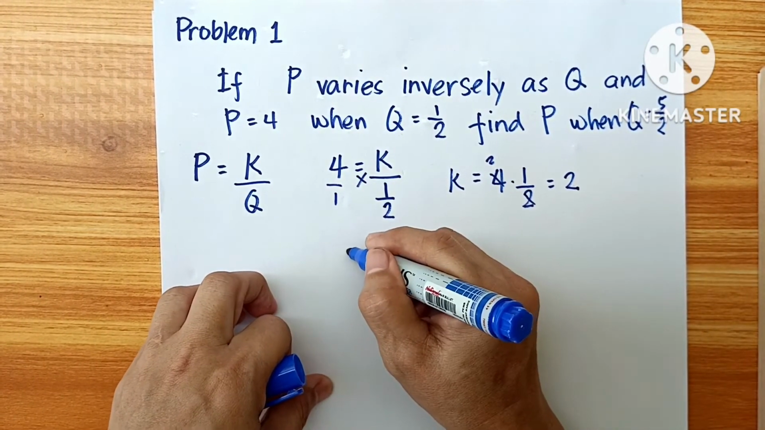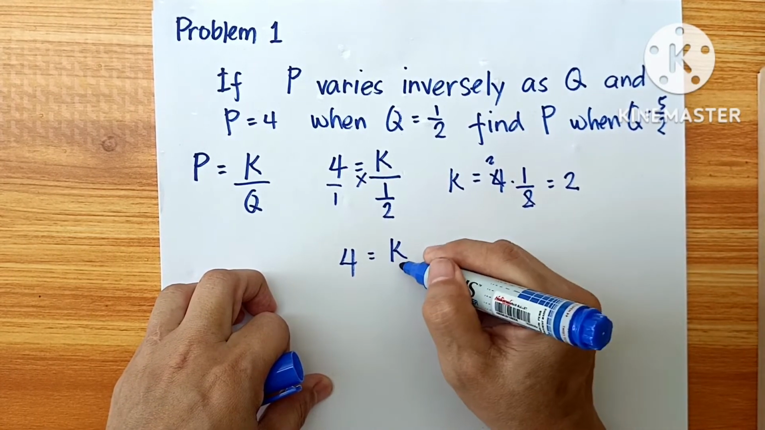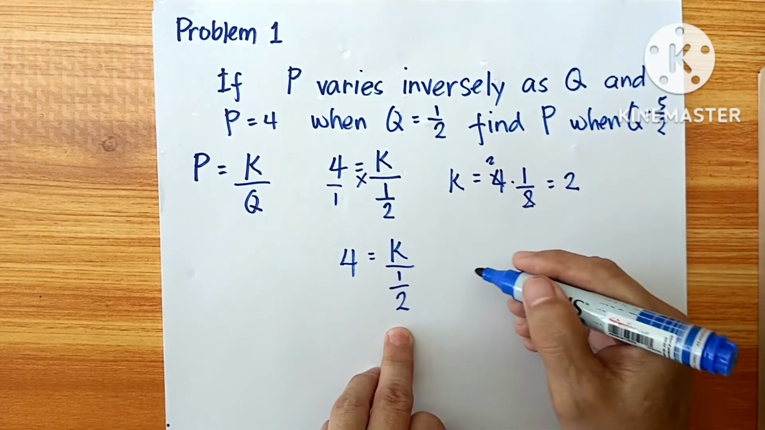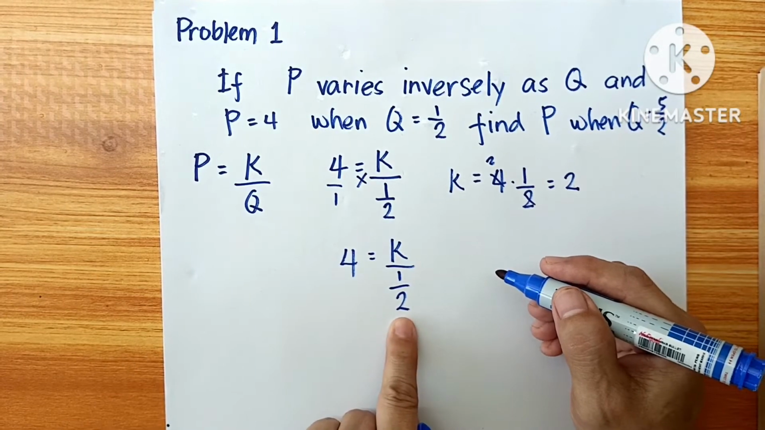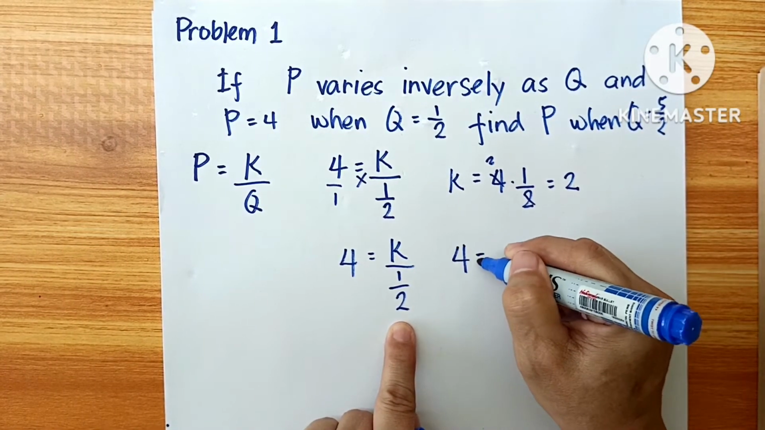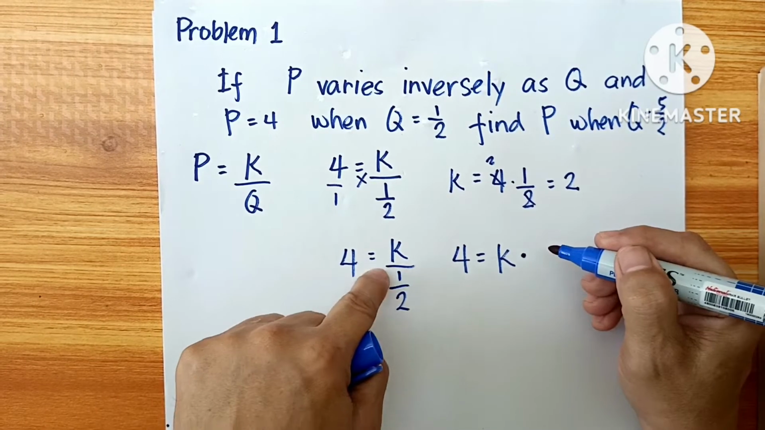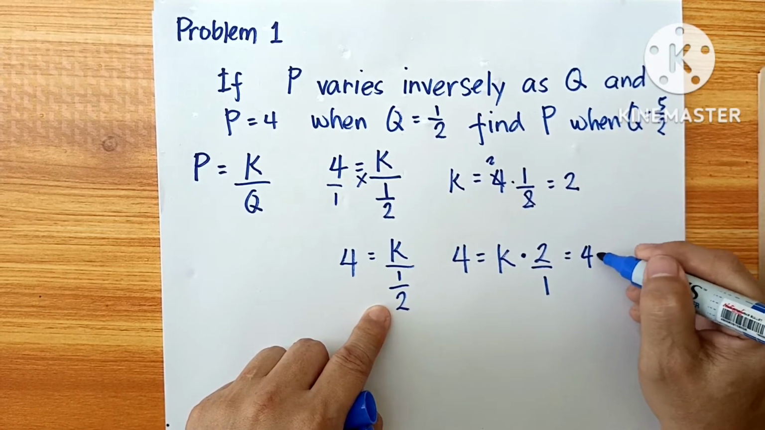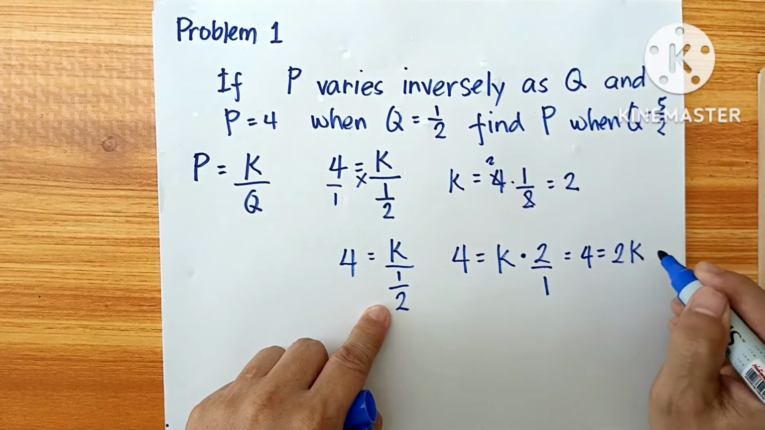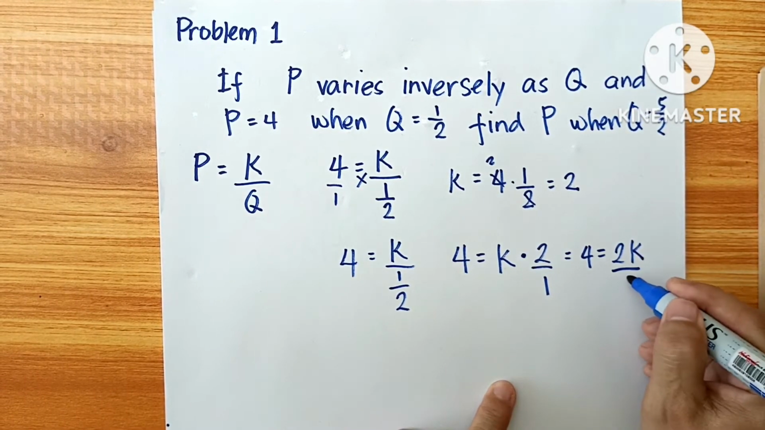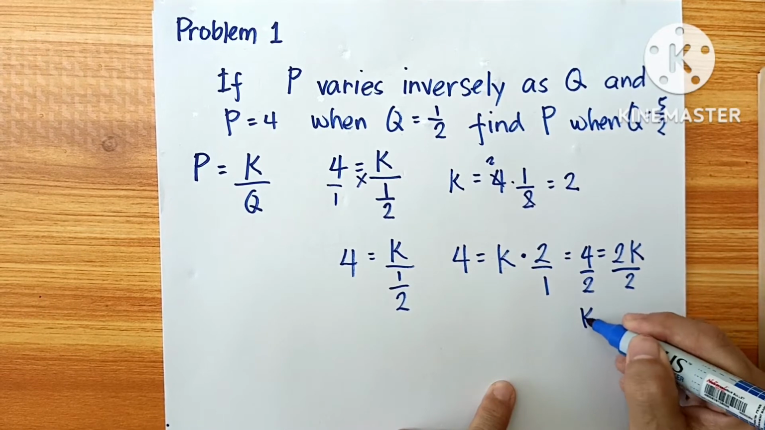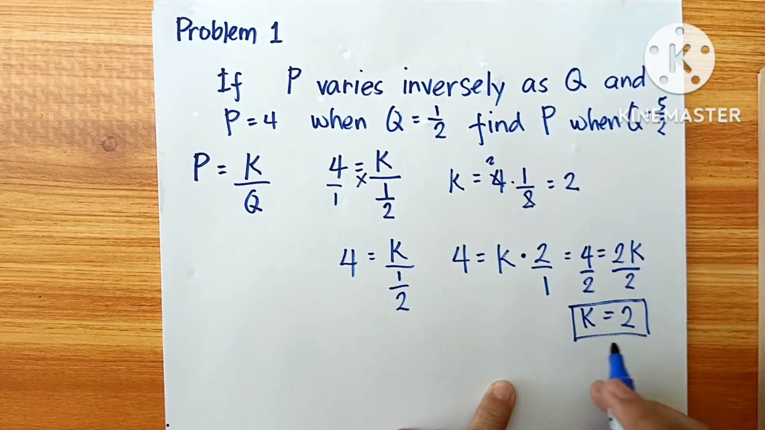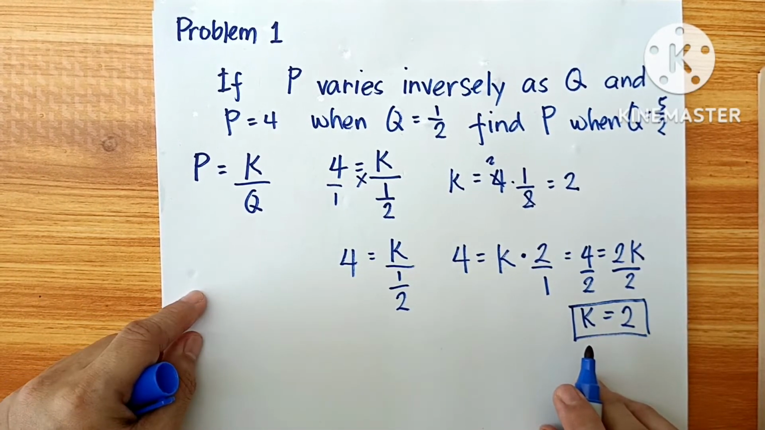The other method is by simplifying first the right-hand side. How do we divide fractions? We multiply the numerator by the reciprocal of the denominator, and therefore 4 is equal to K times the reciprocal of 1/2, which is 2 over 1. So 4 is now equal to 2K. Then we divide by 2, and K is equal to 2. It's the same result. I'm giving you alternative solutions so that you can use whichever is easier for you.